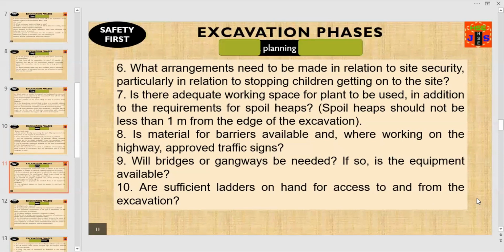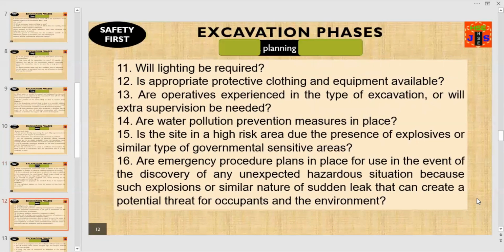Number nine, will bridges or gangways be needed? If so, is the equipment available? Number 10, are sufficient ladders on hand for access to and from the excavation? Number 11, will lighting be required? Number 12, is appropriate protective clothing and equipment available? Number 13, are operatives experienced in the type of excavation, or will extra supervision be needed? Number 14, are water pollution prevention measures in place?